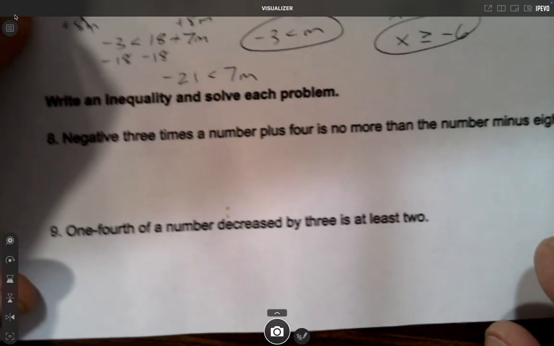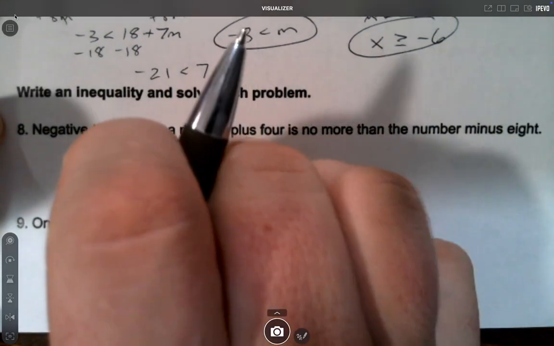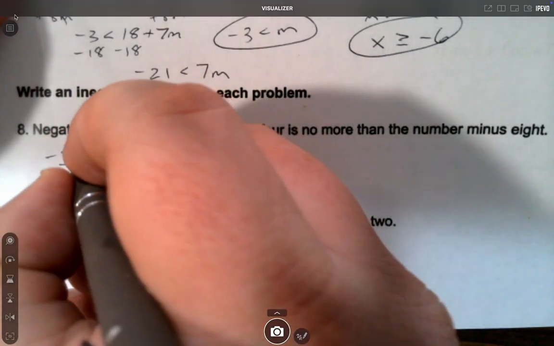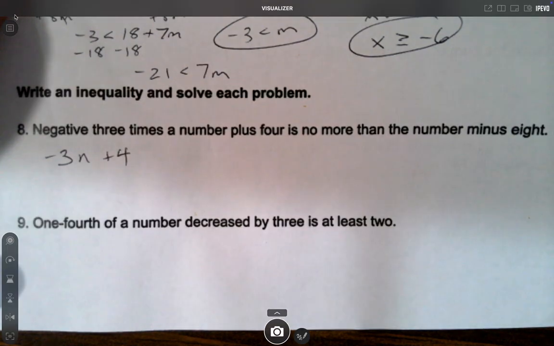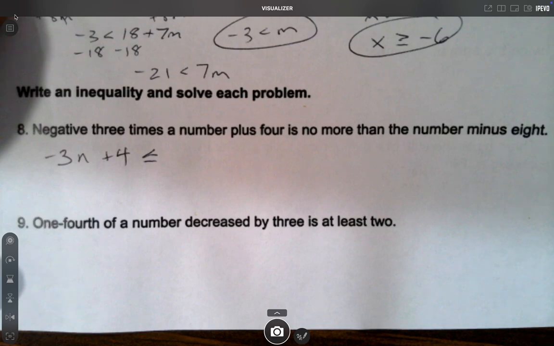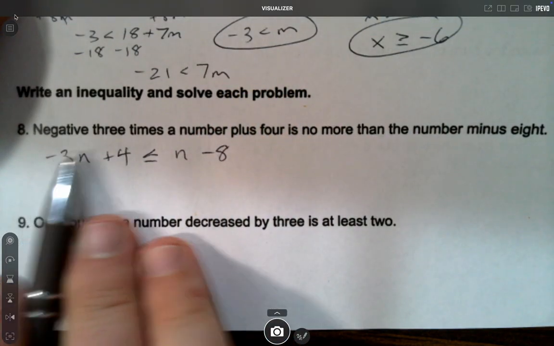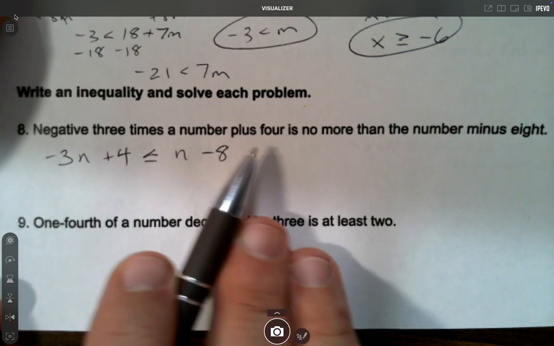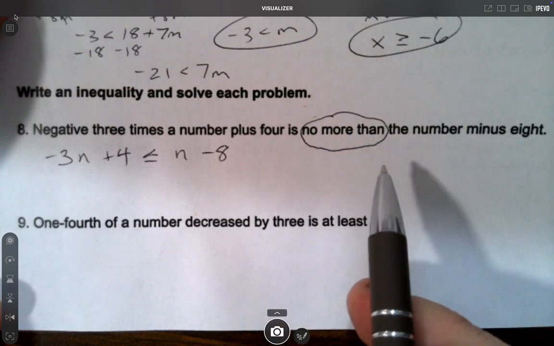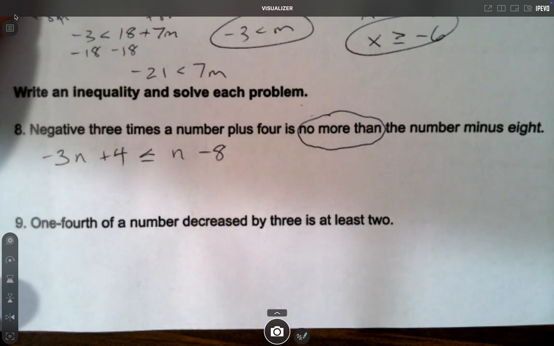All right. Number 8, write an inequality and solve each problem. -3 times a number plus 4 is no more than, so it's less than or equal to, the number minus 8. Okay, so -3 times a number, -3n, plus 4, no more than means it can be that big or smaller, which is why we do less than or equal to, the number minus 8.